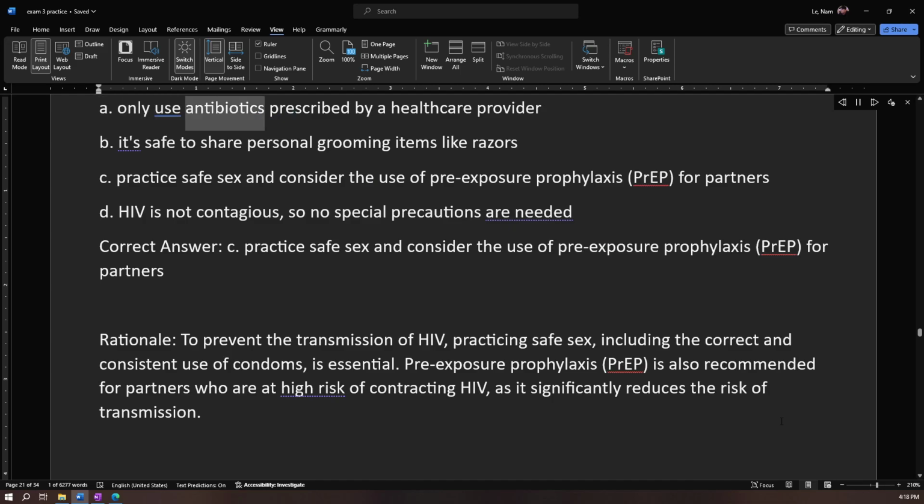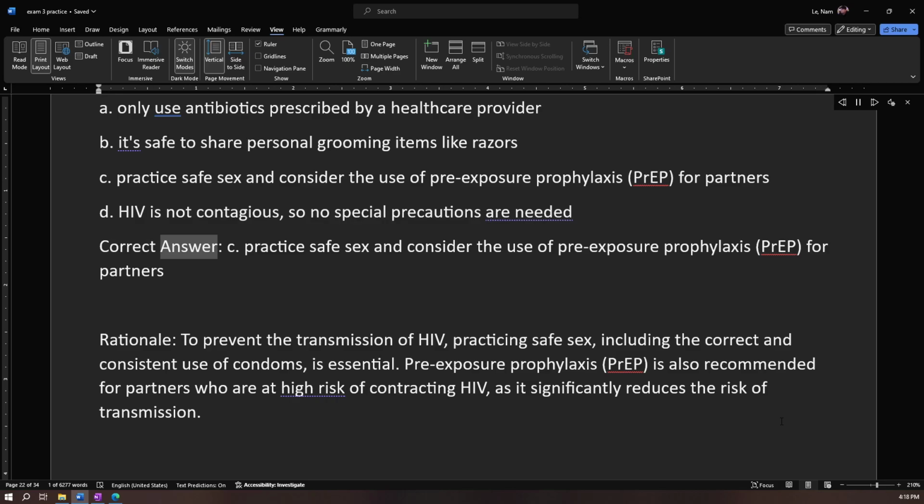Only use antibiotics prescribed by a healthcare provider. B. It's safe to share personal grooming items like razors. C. Practice safe sex and consider the use of pre-exposure prophylaxis, PrEP, for partners. D. HIV is not contagious, so no special precautions are needed.